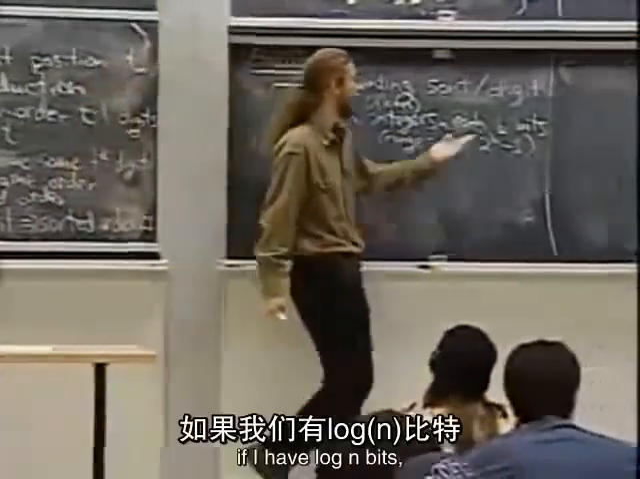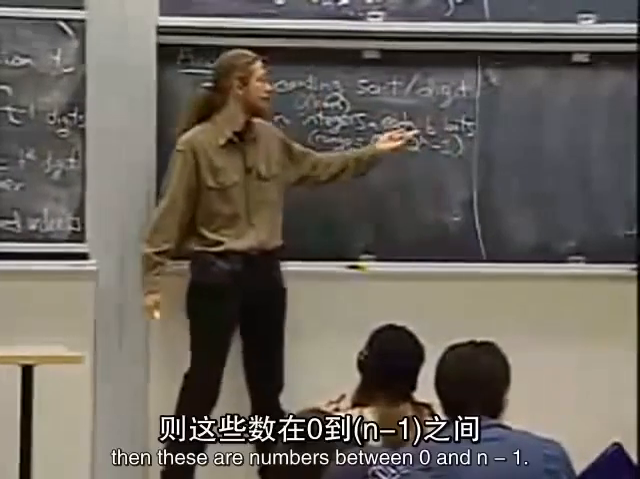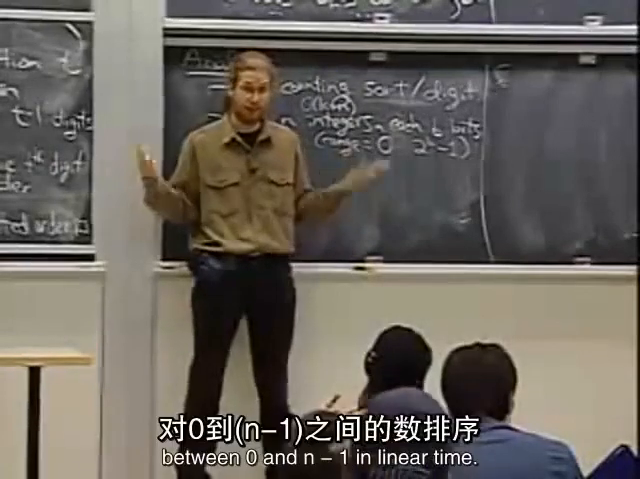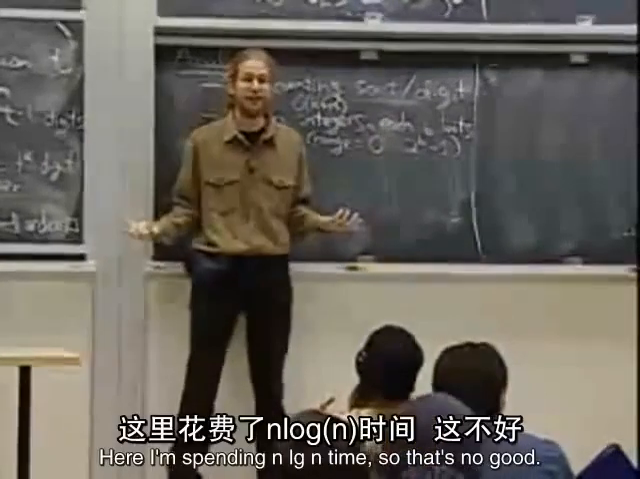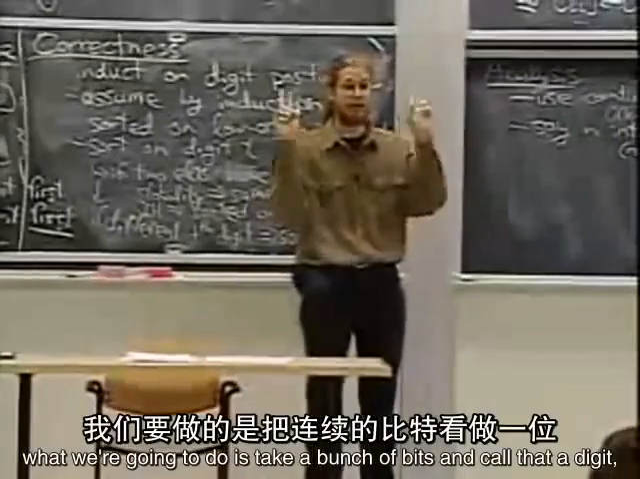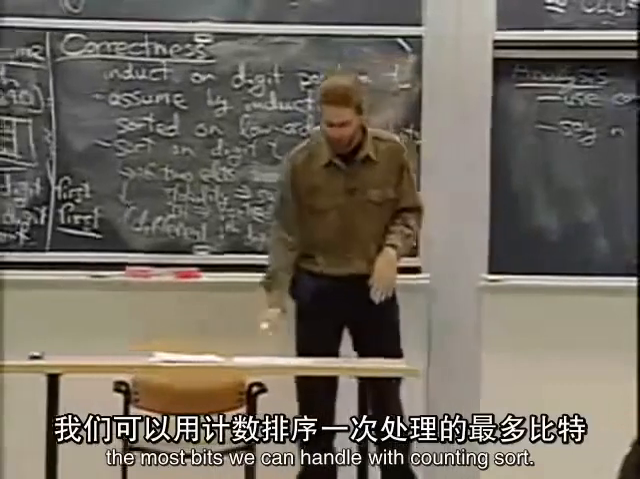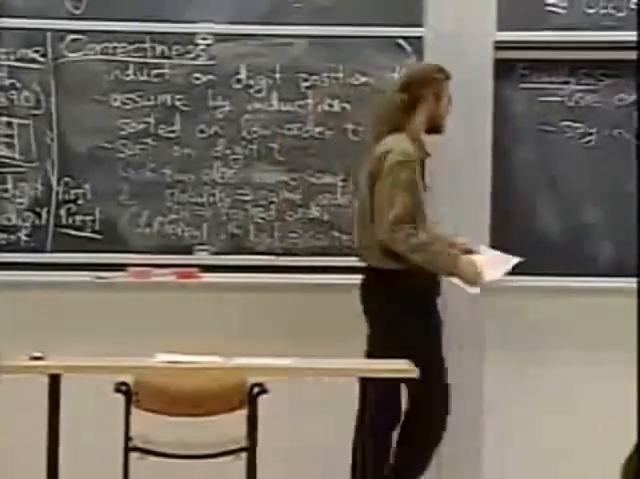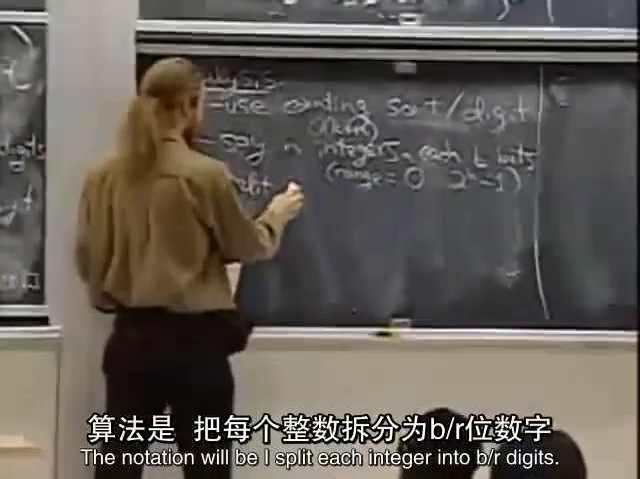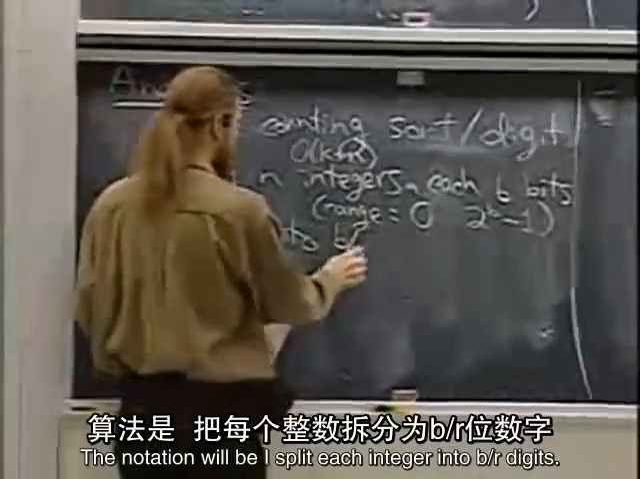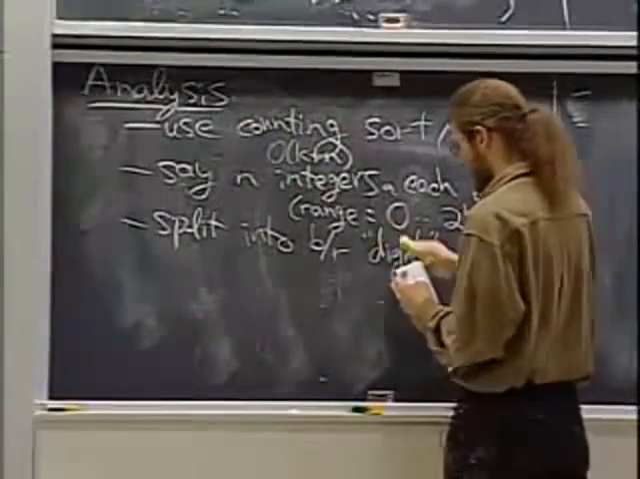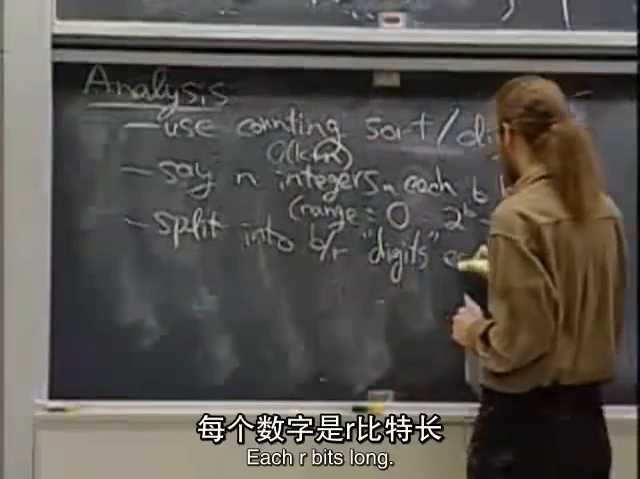And even if b is something small like log n, if I have log n bits, then these are numbers between 0 and n minus 1. I already know how to sort numbers between 0 and n minus 1 in linear time. Here, I'm spending n log n time. So that's no good. Instead, what we're going to do is take a bunch of bits and call that a digit. That is the most bits that we can handle with counting sort. So the notation will be, I split each integer into b over r digits, each r bits long.